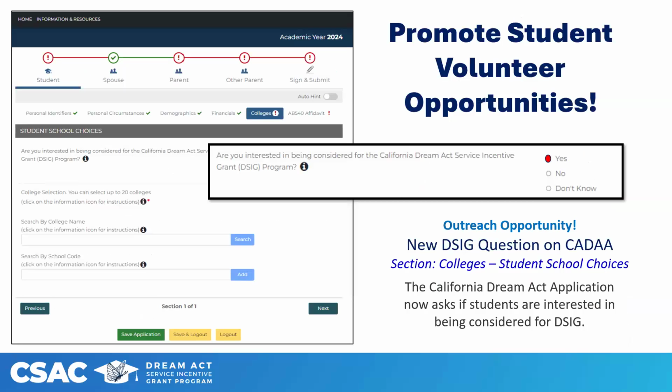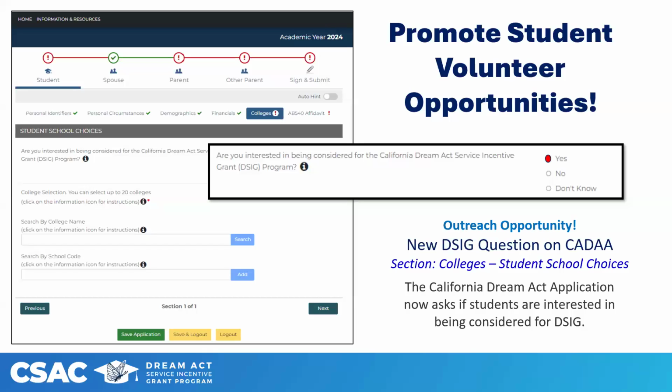Now, if you were not aware, the California Dream Act application that opened last year, the new one, now asks whether students are interested in being considered for DSIG. Now, when they answer yes on this question, this does not enroll them into the DSIG program. It just puts them on a list that they are interested in learning more about DSIG. And so it is a great outreach opportunity for your financial aid office to reach out to these students and then give them all of the information about DSIG and help them out with that process.